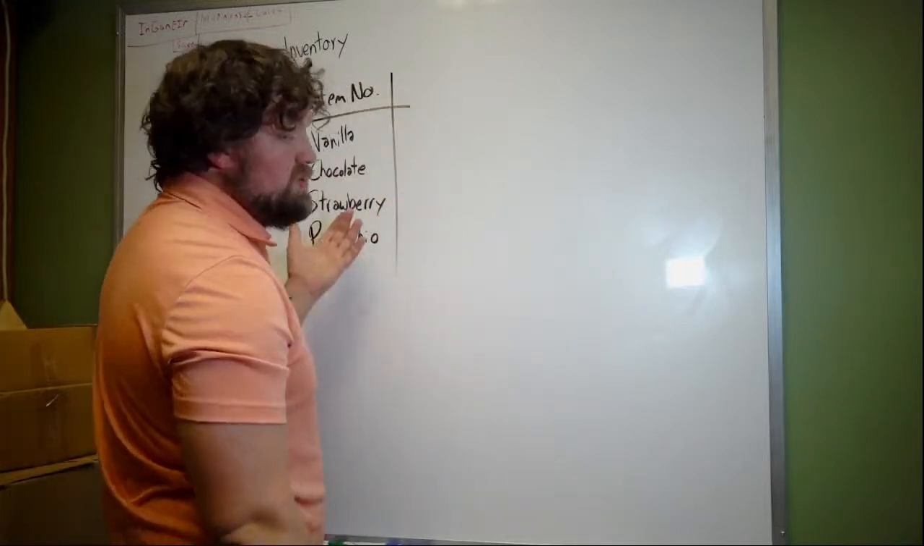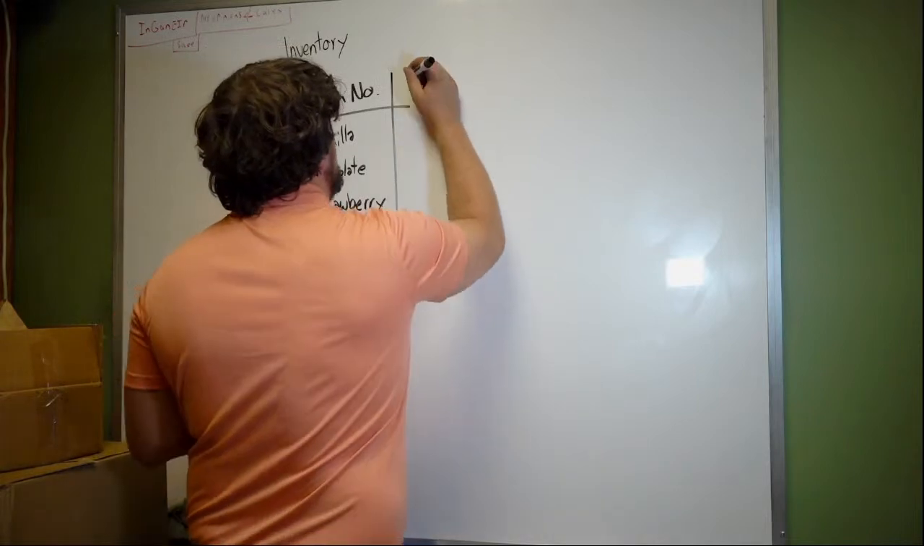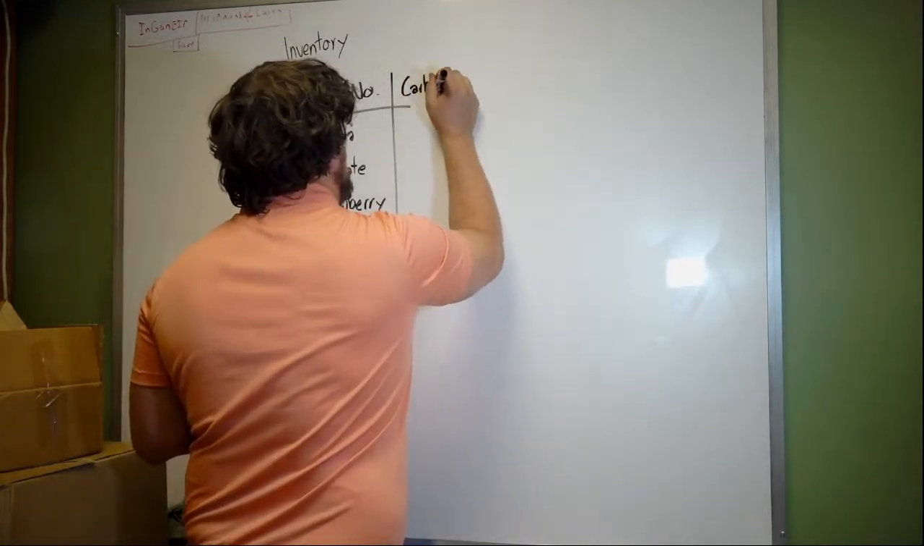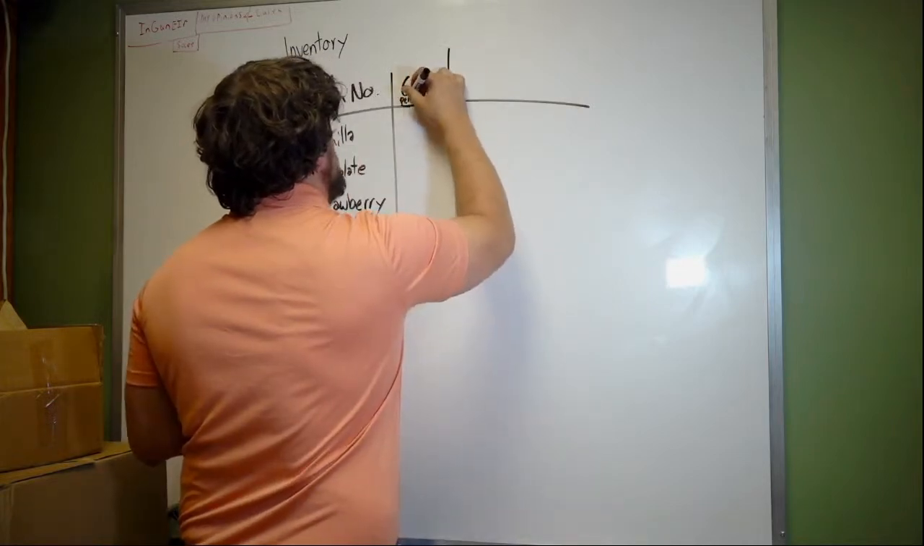Okay, so every one of these has an associated data value that goes along with it. We're talking like, how many carbs? How many carbs per gallon? Per gallon.